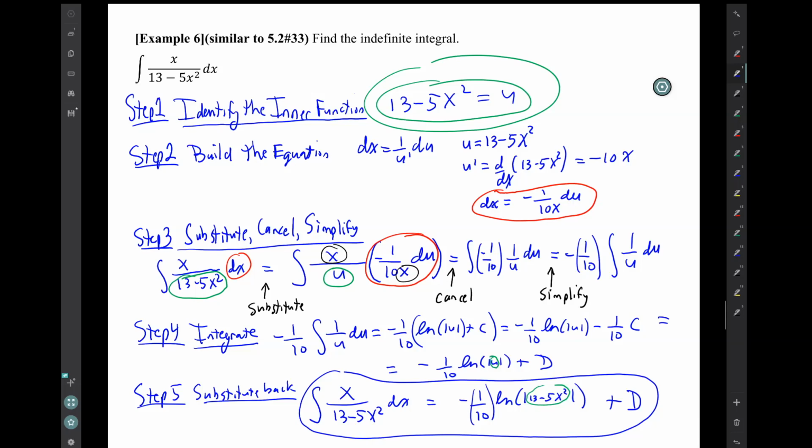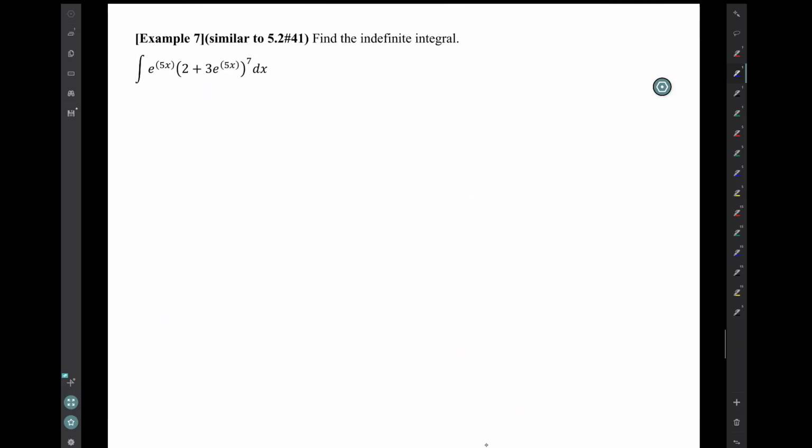Let's go on. Example 7. Find this very messy looking indefinite integral. All right, I'll follow the same 5-step process.